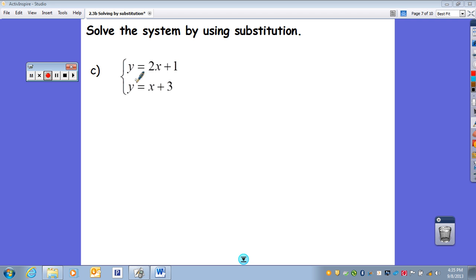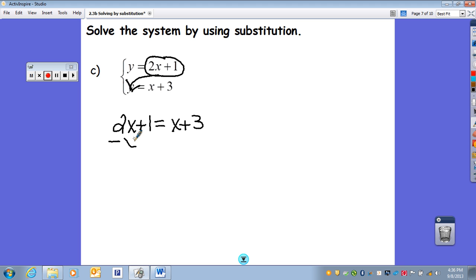Now, both of these equations are solved for y. Not a problem. I'm just going to take this expression, which is y, and substitute it into the other equation. So I will rewrite and have 2x plus 1 instead of y equals x plus 3. Now we have an equation that is in one variable. We simply need to get the x's onto the same side. So I'm going to subtract x from both sides.